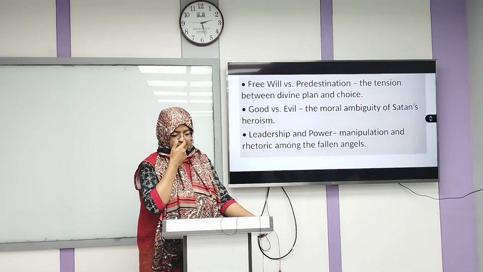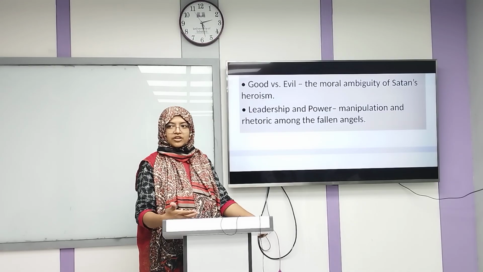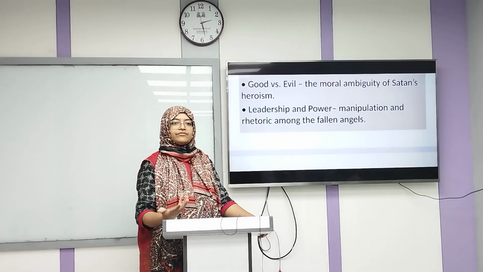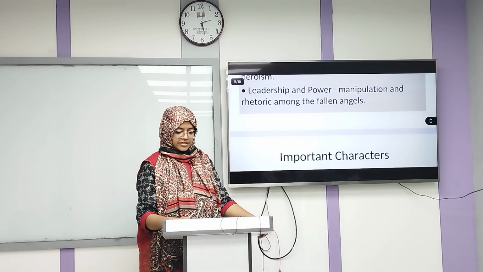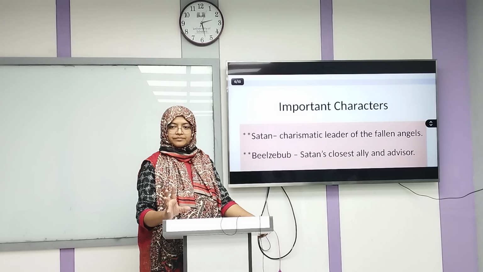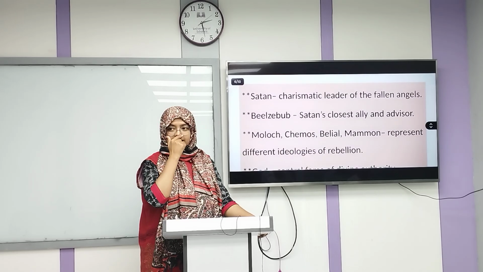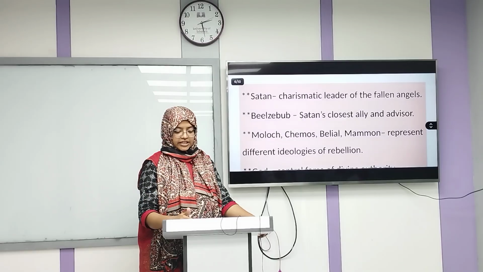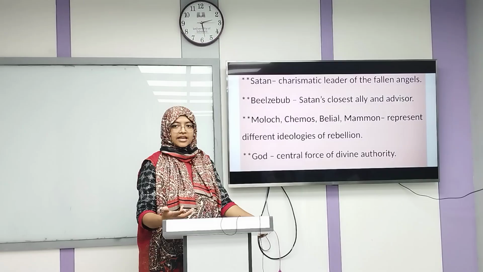And then comes leadership and power. So manipulation and rhetoric among the fallen angels. How they manipulate the free will which they were given. Important characters throughout the poem, please note it down. Satan, he is the charismatic leader of the fallen angels. Beelzebub is Satan's closest ally, his advisor, okay?